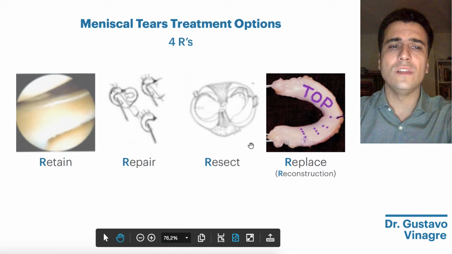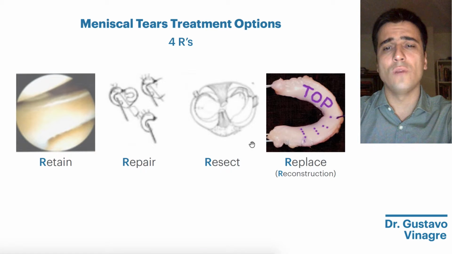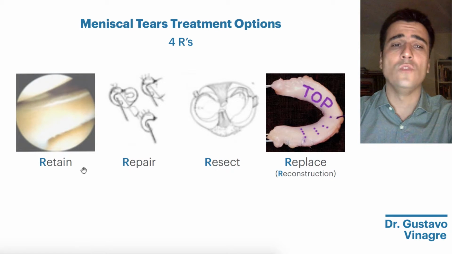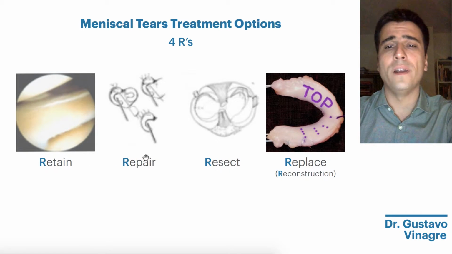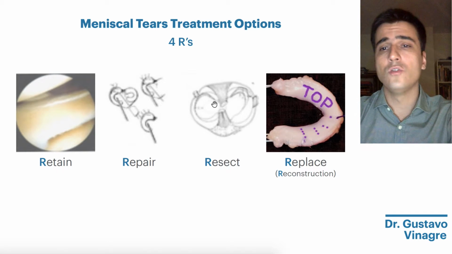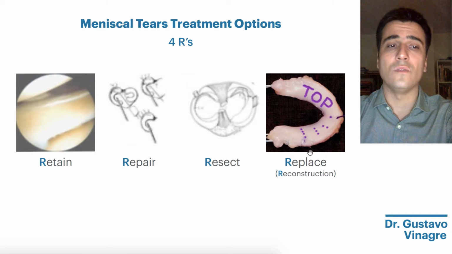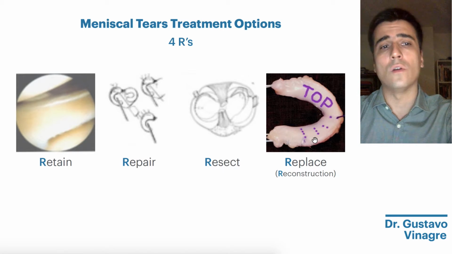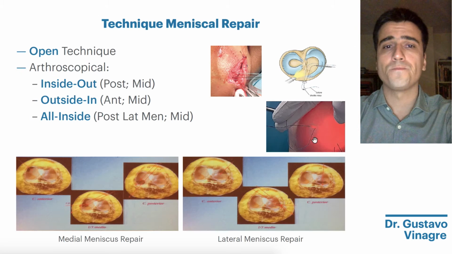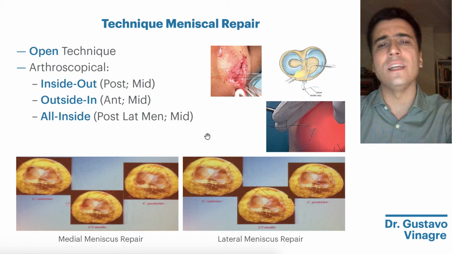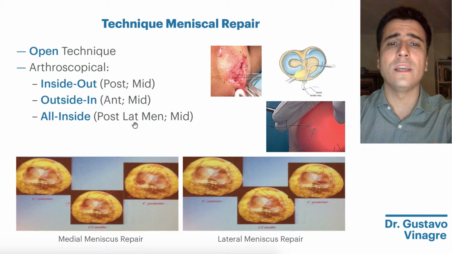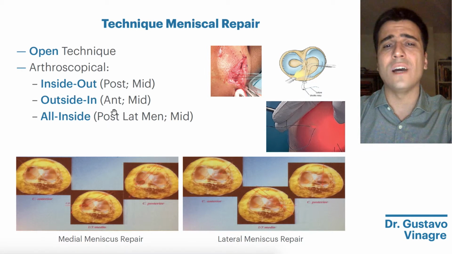And you can treat it with different options: to retain, to do nothing, to repair it and pass some sutures into the meniscus, to resect or do a meniscectomy, or to replace it either with allograft or with a scaffold. You can repair it with different techniques, the open technique and the arthroscopic technique. You can do it inside out, outside in, or all inside the knee.